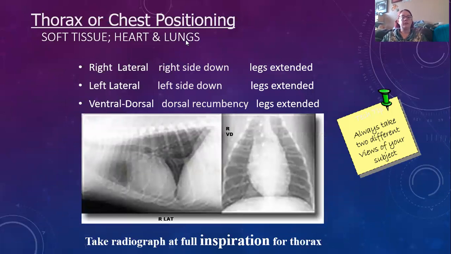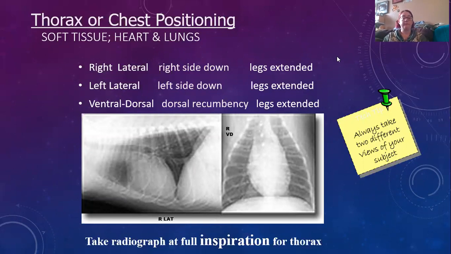If we are doing positioning of the thorax, soft tissue, heart and lungs, we're going to do right lateral, right side down, the legs extended; left lateral, left side down, the legs extended; and then ventral dorsal will be ideal with the legs extended going forward. In some cases, dorsal ventral is the only option if our patient is very painful or critical, and in those cases, we do the best we can. One of the big keys is that we take the radiograph at full inspiration for the thorax. As the animal breathes in and the chest expands, we want to hit that at peak inspiration when we take the radiograph.